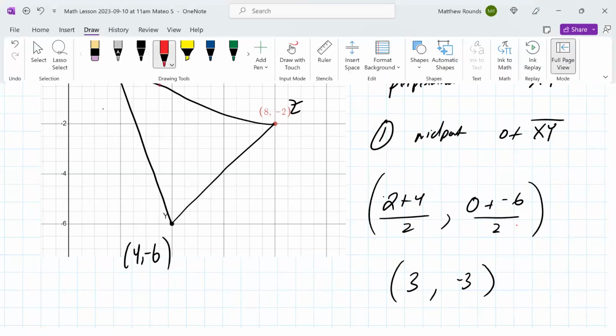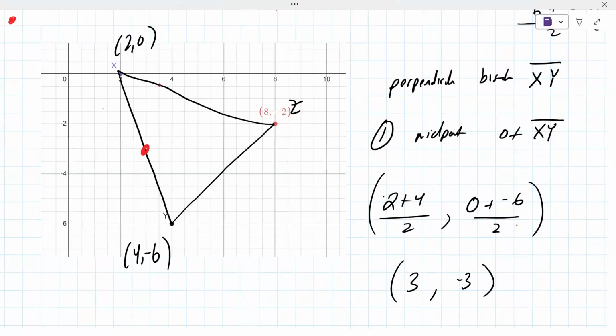Yeah, no, that was just an equation error on my part. I rushed that. I know how to do that. So 2 plus 4 over 2 is 3, and then the 0 plus the -6 would be the -3. Got it.